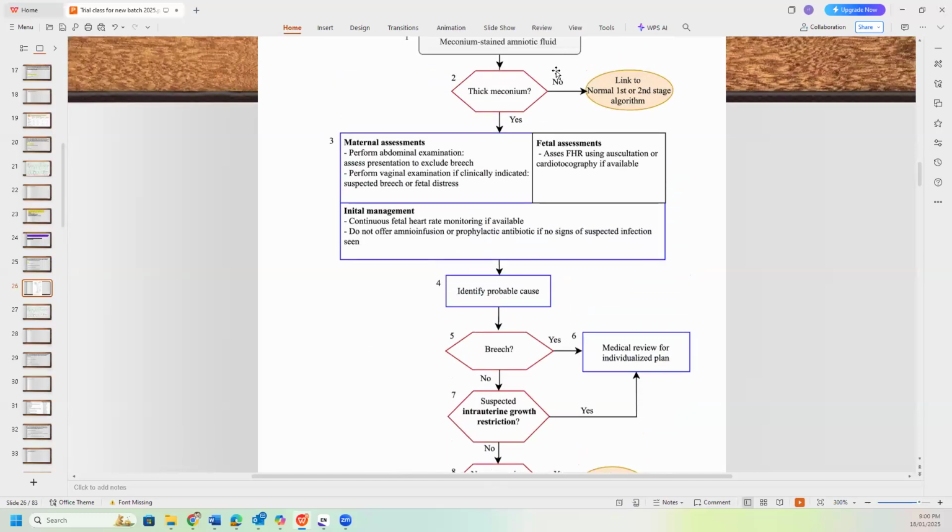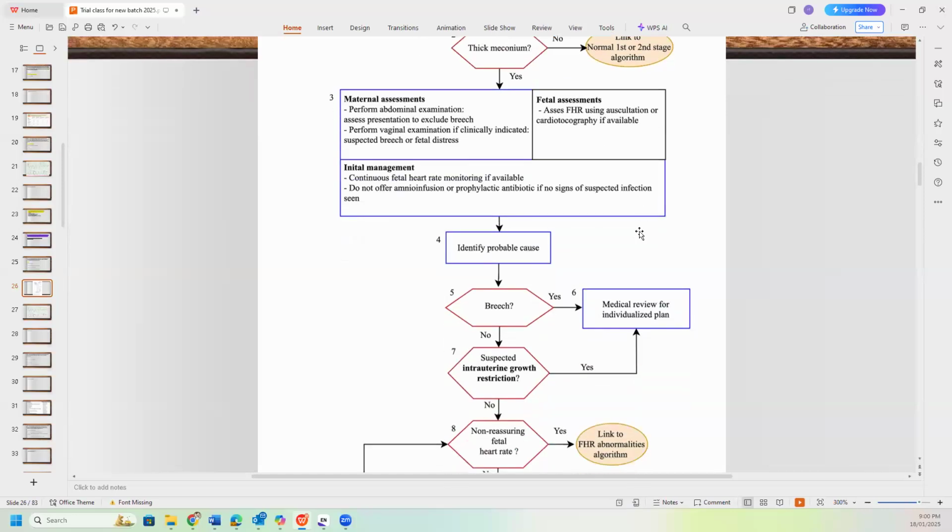Meconium-stained liquor, meconium-stained amniotic fluid, thick meconium, yes. You do a maternal assessment. You perform an abdominal examination to see whether the baby is in breech position or not. And you do a vaginal examination, if clinically indicated, to see whether there is cord prolapse or not. Then you do a fetal assessment by fetal heart rate using auscultation or CTG, whatever is available.